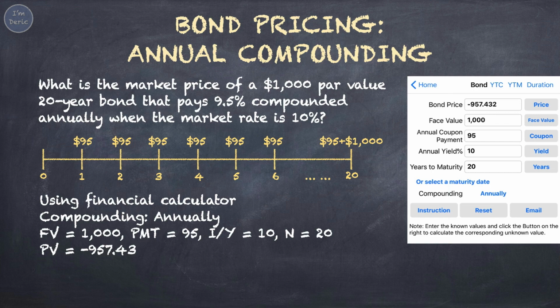You pay $957.43 to purchase this bond investment. So that, every year you will receive coupon payment of $95 for 20 years. At the end of 20 years, you will get back $1,000 face value.